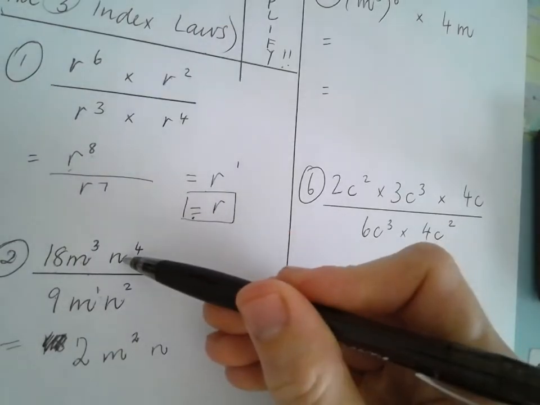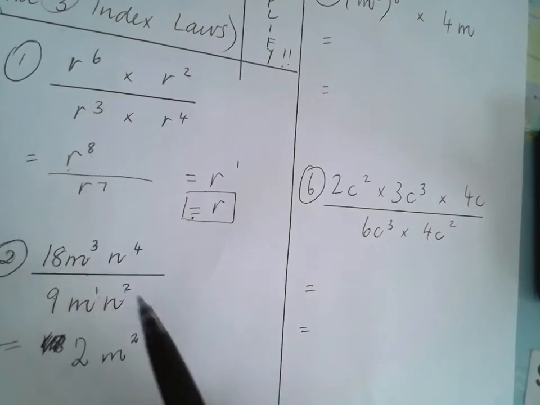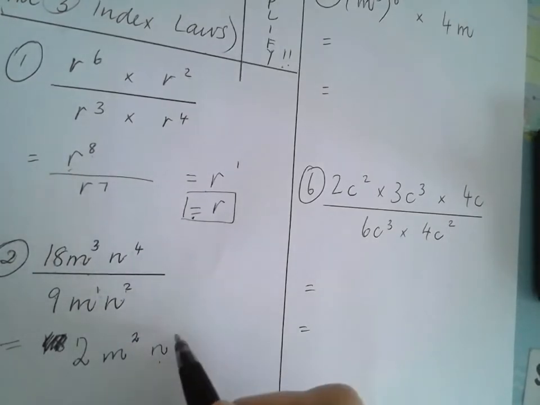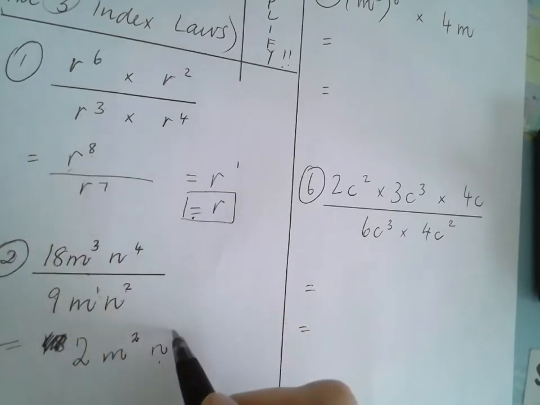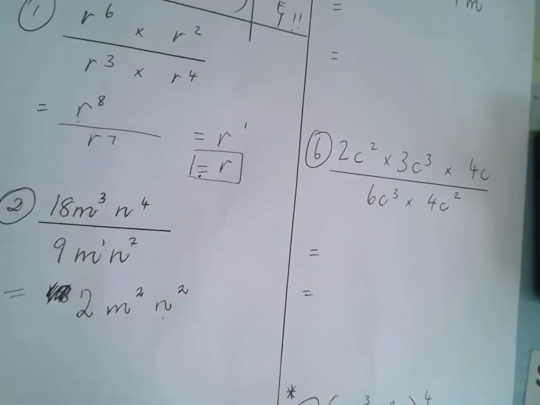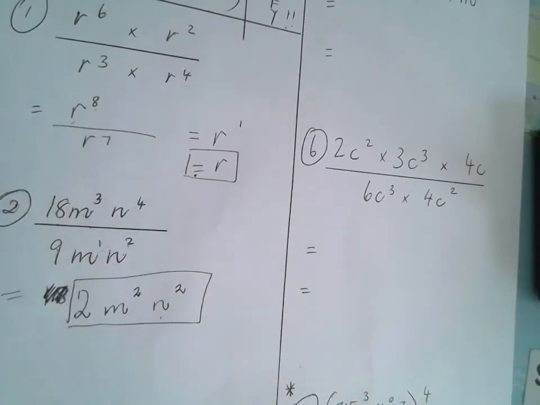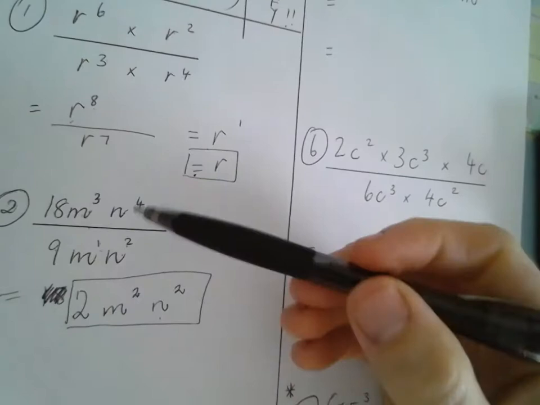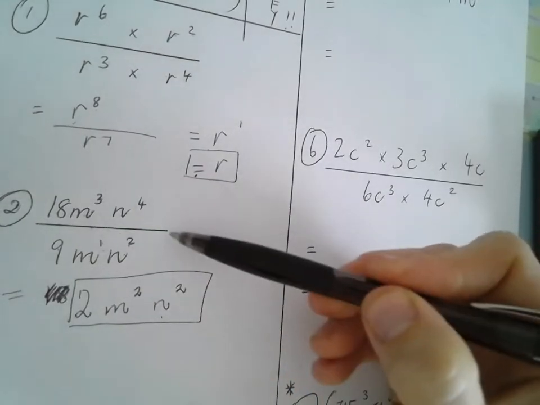We have n to the power of 4 divided by n to the power of 2. So we keep the base and we subtract the powers. So 4 take away 2 is 2. This is our answer. Keep the base, subtract the powers in this question because it's a division.